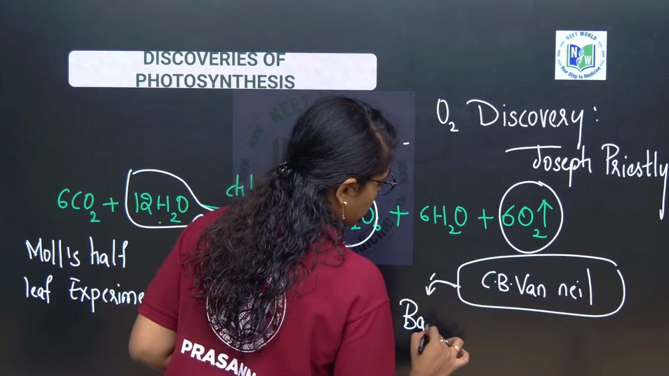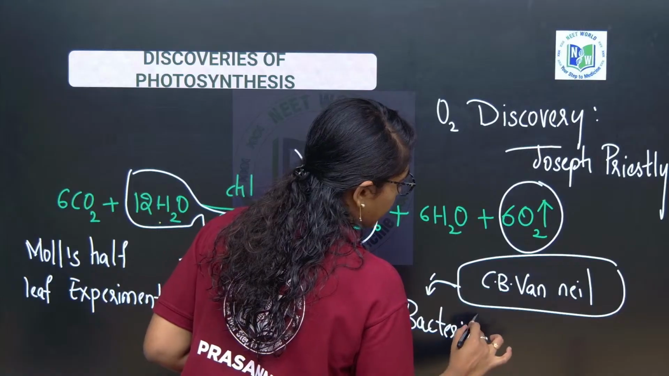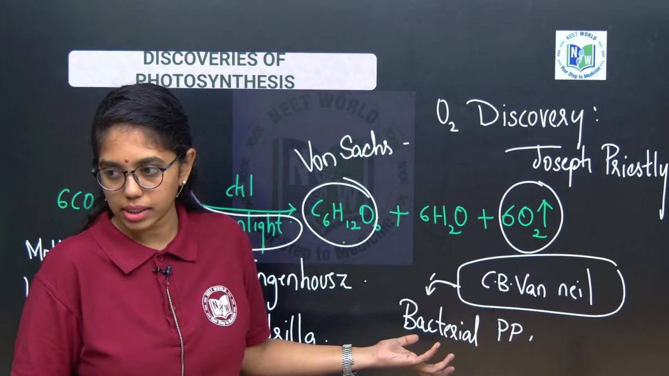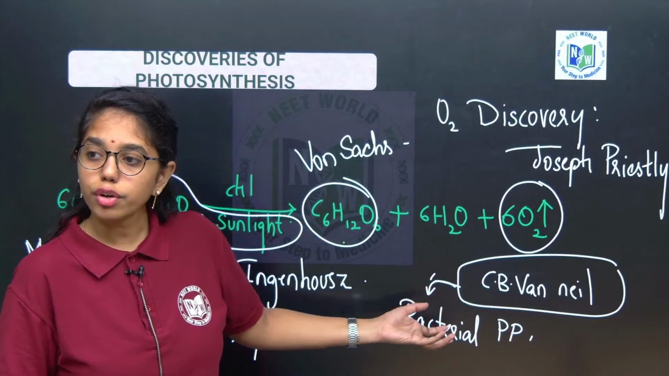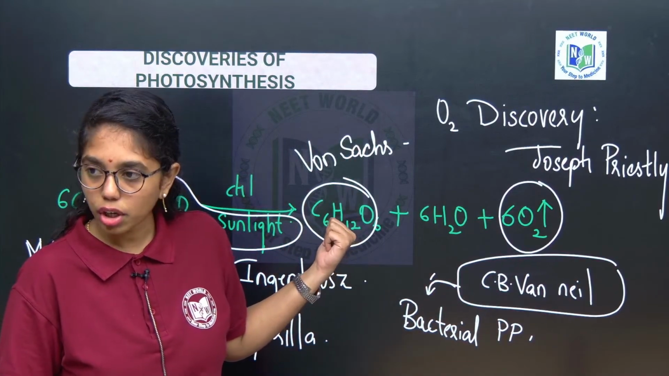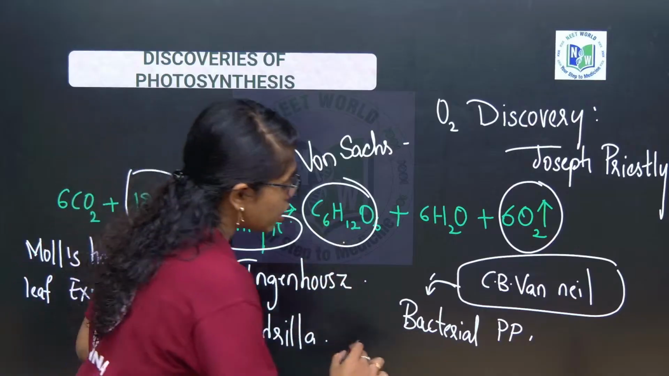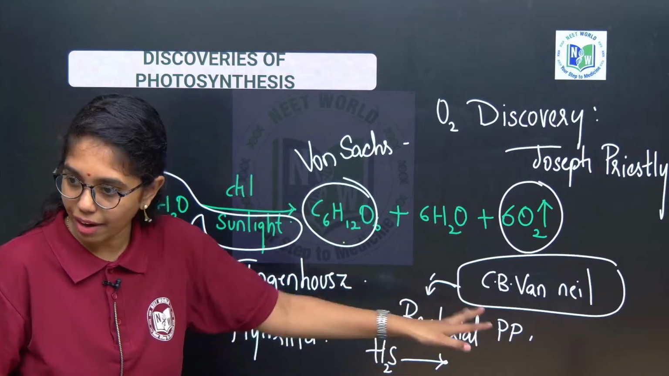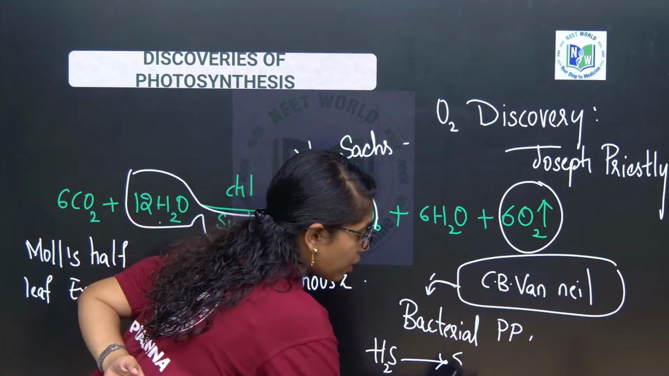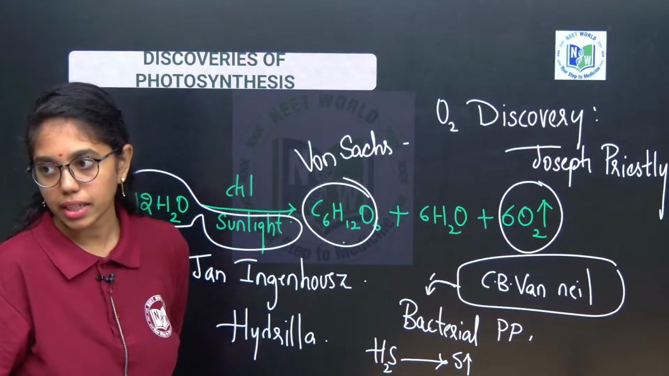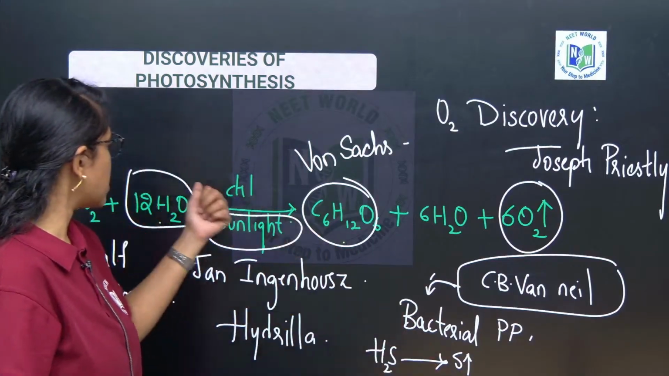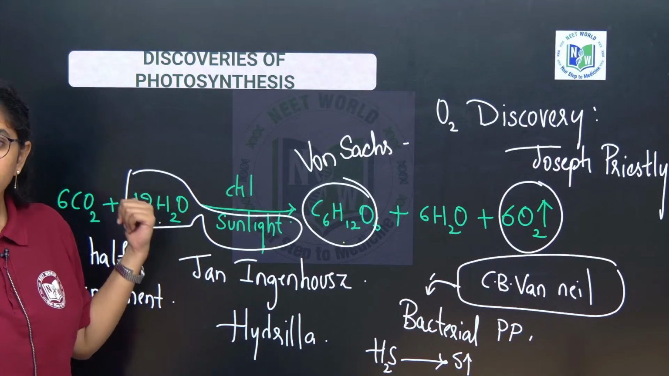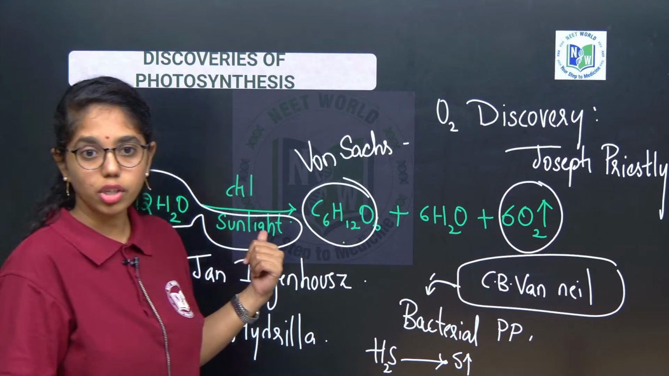C.B. Van Niel conducted what photosynthesis? Bacterial photosynthesis, which you can also call anoxygenic photosynthesis. In this, the electron donor will not be water. What will be the electron donor? H2S. H2S is the electron donor, and in the products after the photosynthesis, free sulfur molecules are present. In oxygenic photosynthesis, oxygen is coming from water. So, are you all clear with the discoveries of photosynthesis?